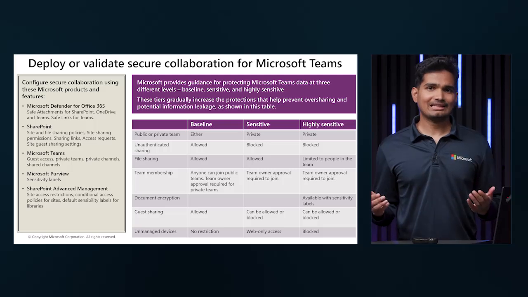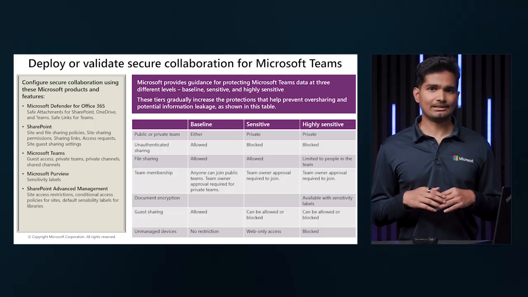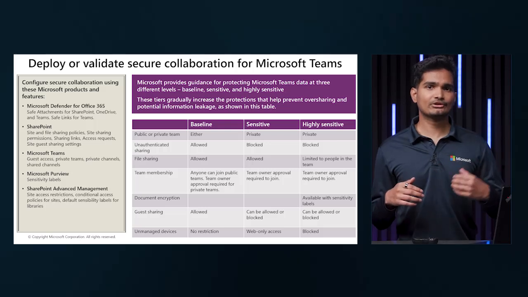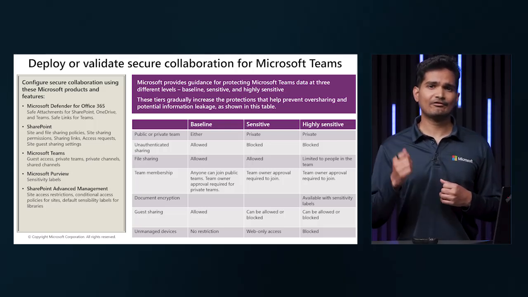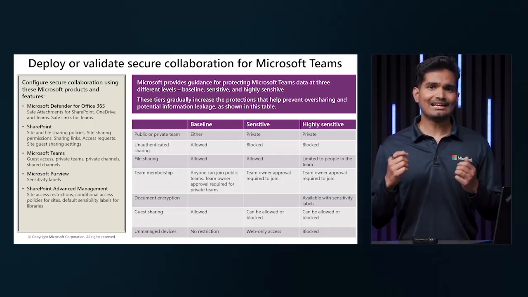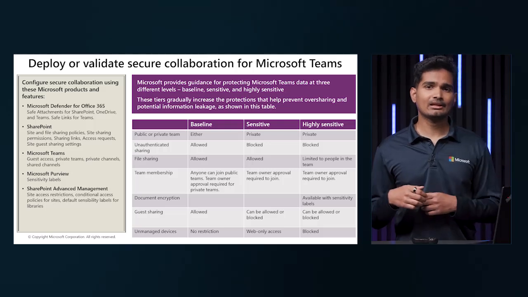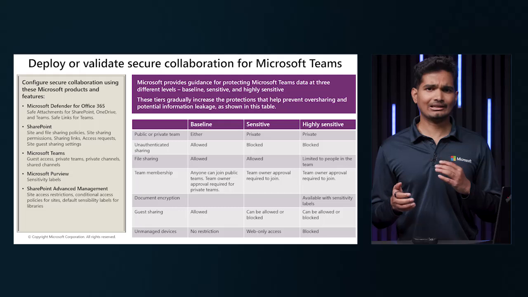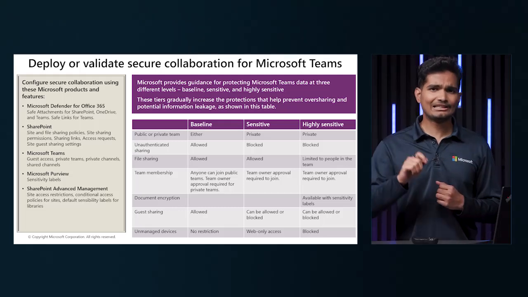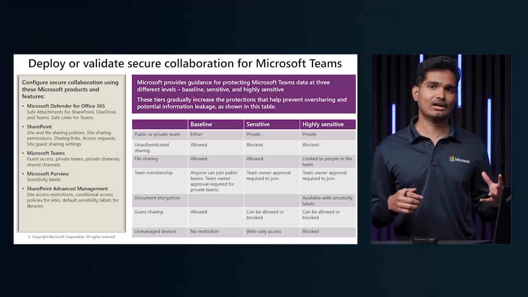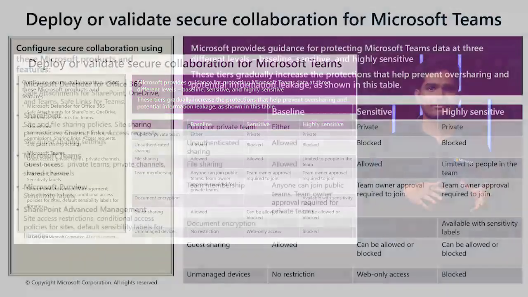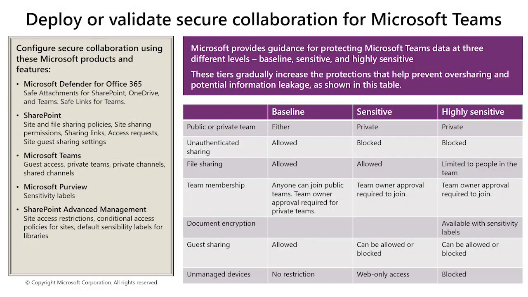Secure collaboration is key in Microsoft Teams. There are different tiers to prevent oversharing and reduce the chances of potential information leakage. The settings can be configured as public, unauthenticated sharing, guest sharing, and unmanaged devices, with each setting having different baselines and considerations for what is deemed sensitive versus highly sensitive.